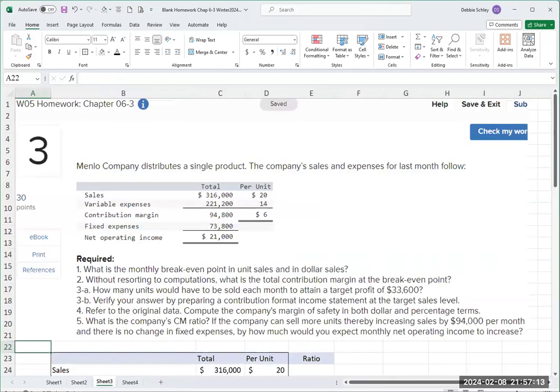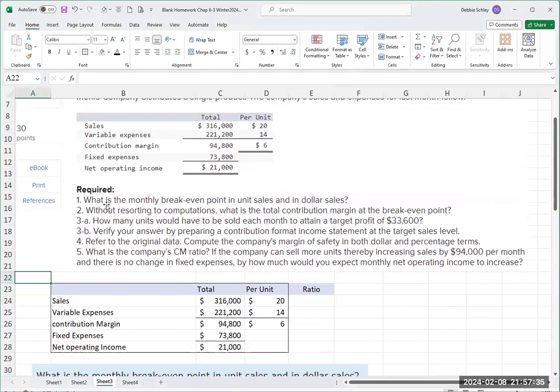Okay, question 3. Menlo Company distributes a single product. The company's sales and expenses for last month are as follows. So basically they gave me a little income statement and then my per units. So the first thing they want to know is, what is the monthly break-even point in unit sales and in dollar sales? Okay, so the first thing I did, right, is I copied this information here.